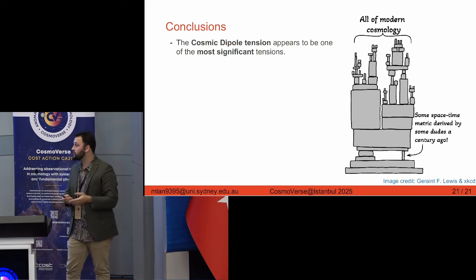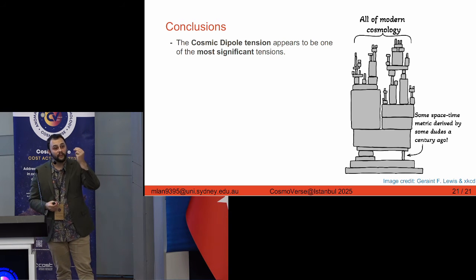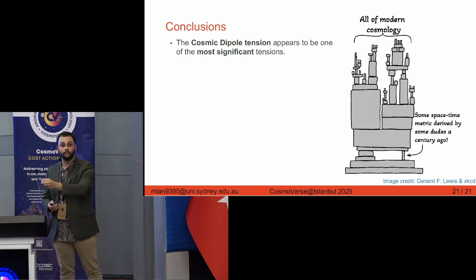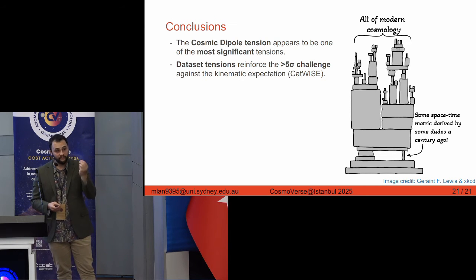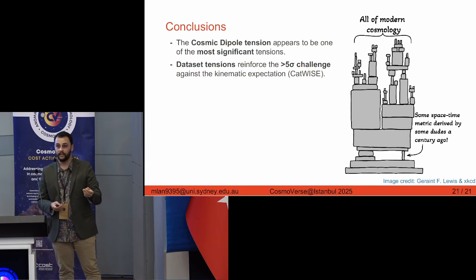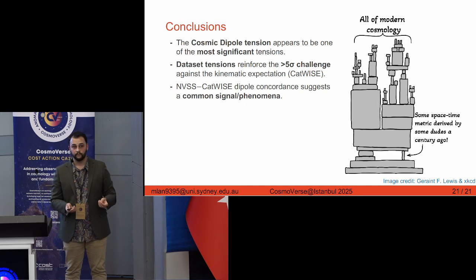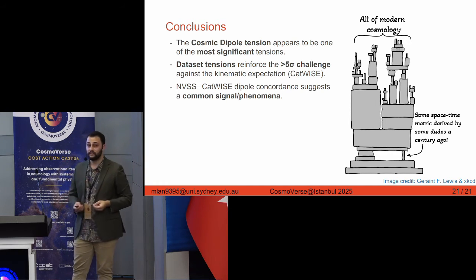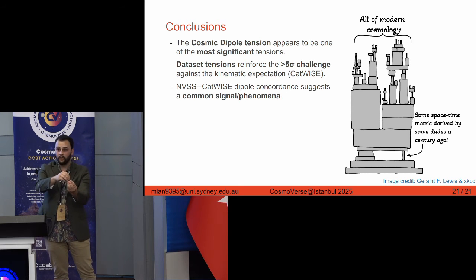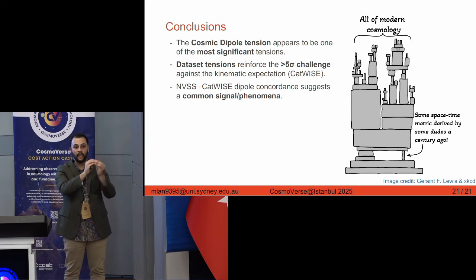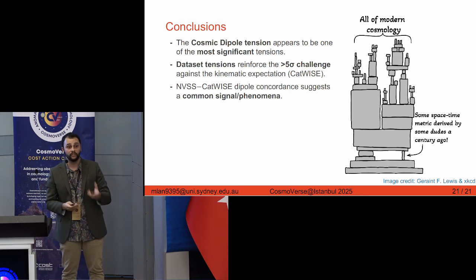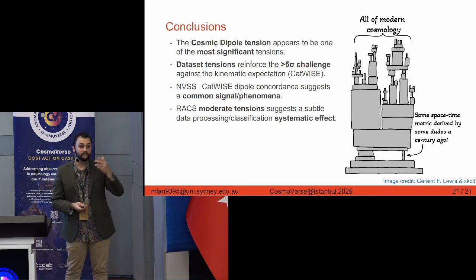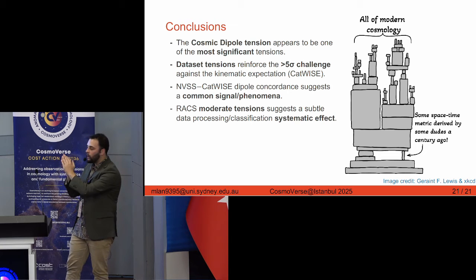But again, to recap what I went through today, the cosmic dipole tension appears to be one of the most significant tensions, or at least the most fundamental, and it's time to probe that even more. The CatWISE results corroborate recent literature, where we have an over 5 sigma tension that challenges our standard concordance model. And NVSS and CatWISE being in close proximity to each other and high concordance tells us that there may be a source dipole there, that it's not just systematic effects causing tension, which is really exciting. And RACS requires further investigation.